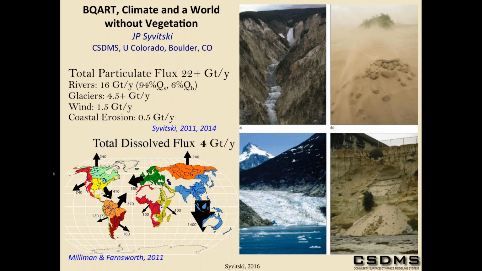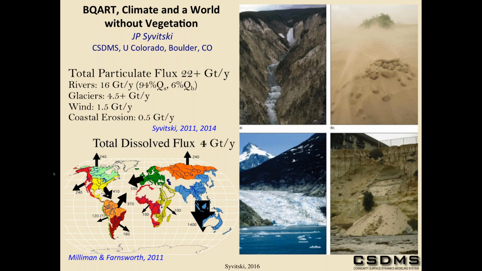So the first slide shows information that everyone should know. If you don't have it memorized, maybe this is something you can think about. There are about 22 gigatons of sediment that can move off the landscape in today's world into the ocean. Most of that is by suspended load, 94% of the 16 gigatons per year, and 6% of that is as bed load.